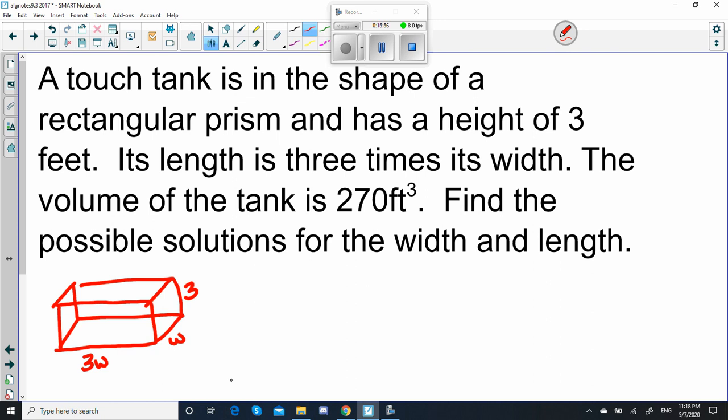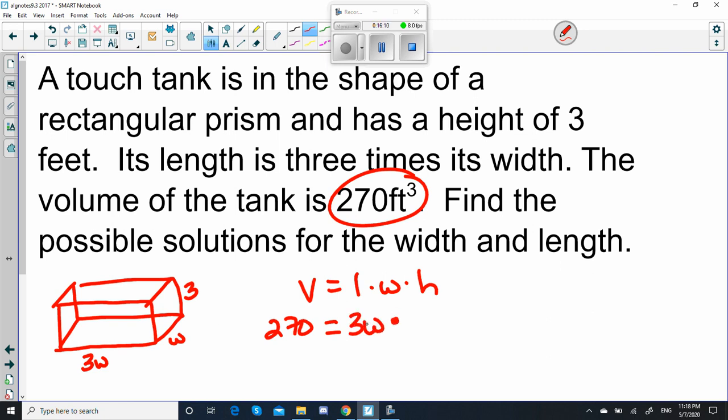So we're using volume here. So volume equals length times width times height. So we're going to plug in what we know. We know the volume's 270. So 270, we know the length is 3W. We know the width is W. And we know the height is 3. So all I've done is draw a picture, use the volume from the problem, and plug in for particular letters in the formula.